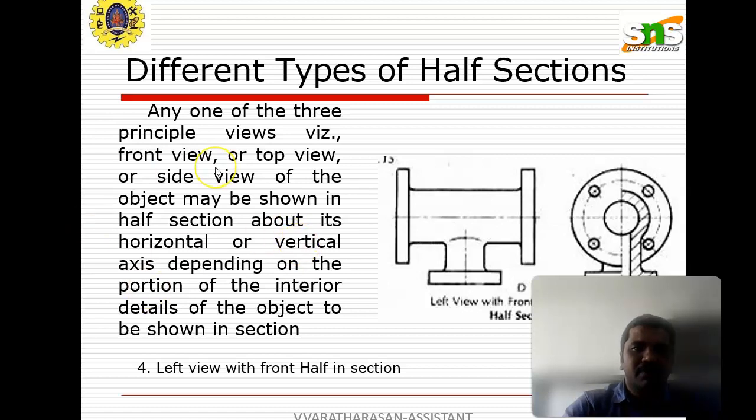Any one of the three principal views, the front, top and side view of the object, may be shown in half section about its horizontal or vertical axis, depending on the portion of the interior details of the object to be shown in the section. We will see the continuation in the next video. Okay, thank you.